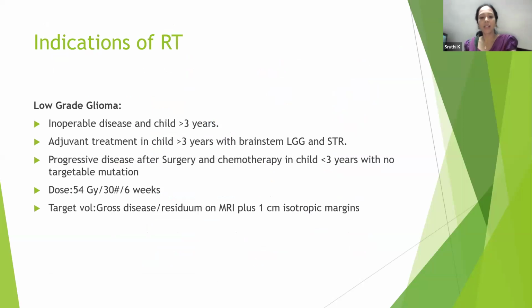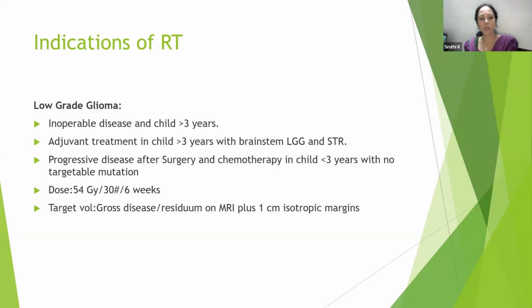So I'll just briefly describe the indications, and then I think Dr. Dutta will cover more techniques on stereotactic radiosurgery, and he'll dwell further into the toxicities as well. So in low-grade glioma, usually you give radiation, especially in an inoperable disease, child more than 3 years, you don't have any other option, then yes. But then if in brainstem low-grade gliomas, if surgery is not possible, yes. And if there is a progressive disease after surgery and chemotherapy in a child less than 3 years with no targetable mutation, then you go.